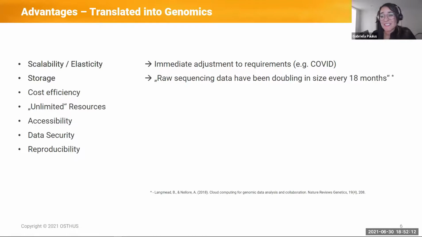Okay, the next point is cost efficiency. On one hand, for storage, as we just saw, this can become very expensive very fast, but also for computing resources. So cost efficiency for both storage and computing resources. In the cloud, researchers only pay for the resources that are actually used.